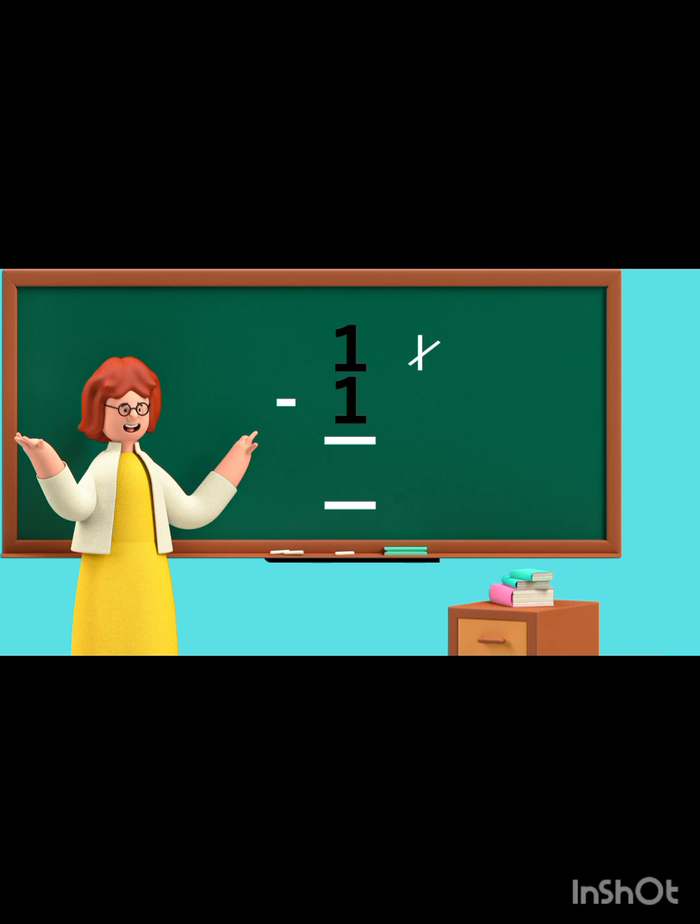So what has left? 1 minus 1 means we have made one line and we also cut one line because 1 has written in the bottom. So what is left? 0. 1 minus 1 is 0. Now let's take another example.